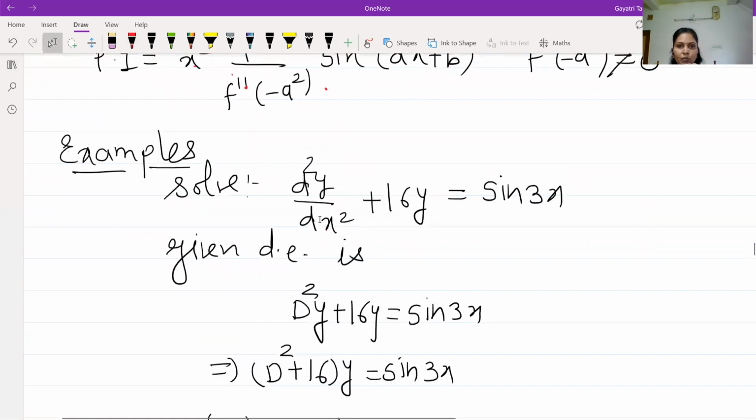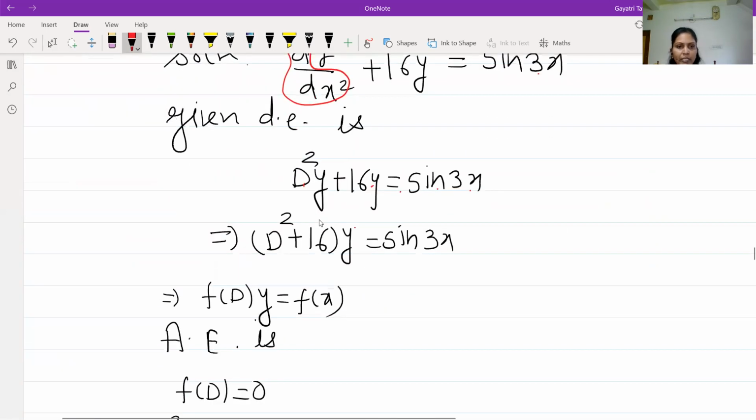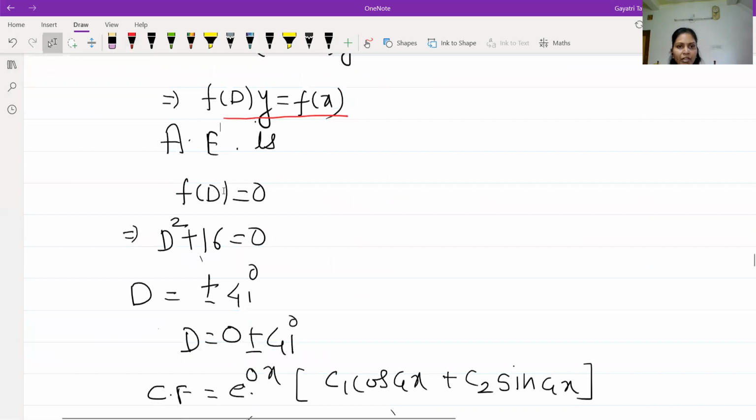See here: d2y by dx square plus 16y equals sin 3x. Now I will write this in the format of f of D y. So this will be D square y plus 16y equals sin 3x. y is the common term. So it is in the form f of D y equals f of x. What is its auxiliary equation? f of D equals 0. So what are the values of D? Plus minus 4i.